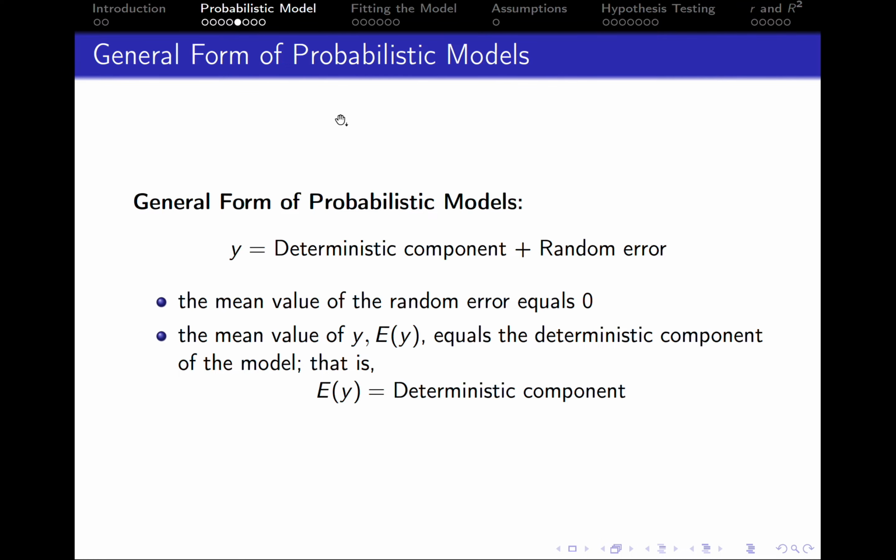Here is the general form of a probabilistic model. y will always be equal to the sum of the deterministic component, the mathematical or statistical relationship that describes how y reacts when the x variable changes, and the second component, the random error, which is something that we haven't managed to include in our equation. And the mean value of this random error, we will assume, is always equal to 0, which means that when we calculate the mean value of y, it will always be equal to the deterministic component.